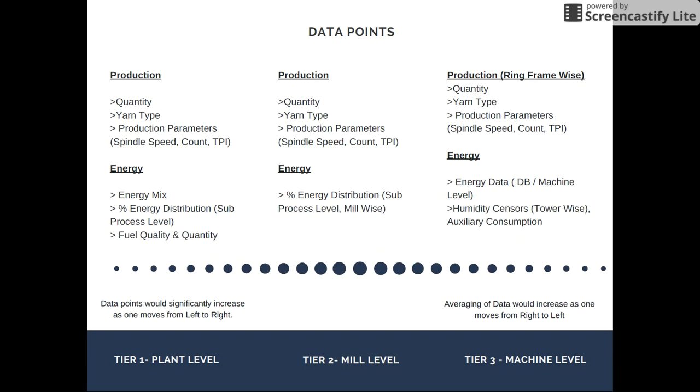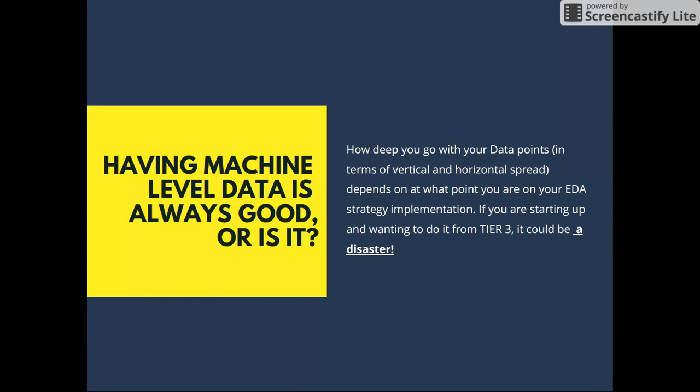The third, which is the most advanced version that one would like to get to, is tier three, which is machine level. There you have more data points coming from the ring frames you produce, and energy that comes from the DB distribution board at machine level. You probably would also like to integrate other data sources like temperature and humidity sensors and auxiliary consumption. You have different vendors who provide different data logging facilities, and you would like all of that data to come in and be used at a certain point in time.